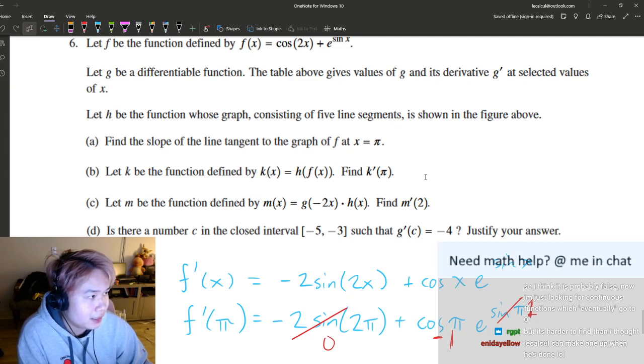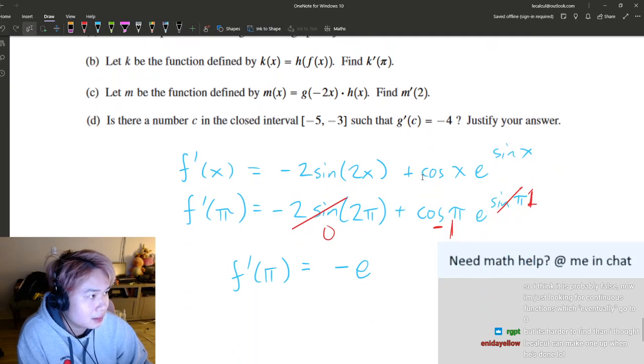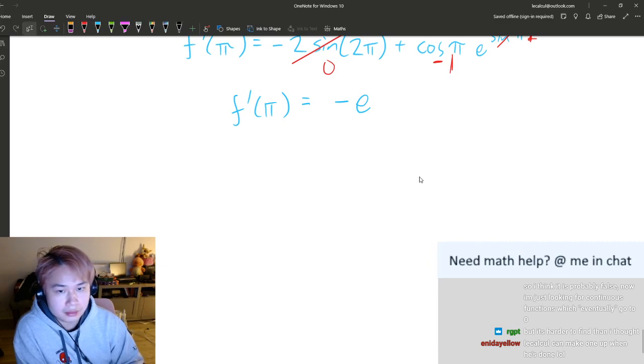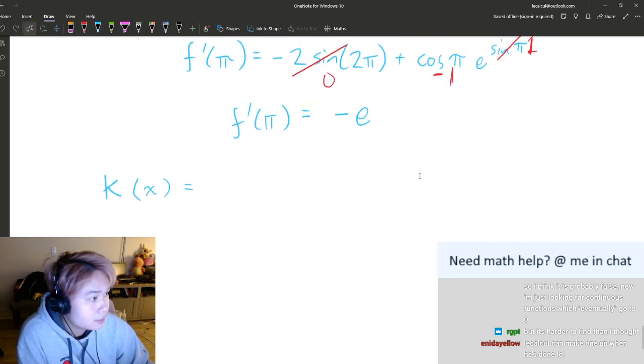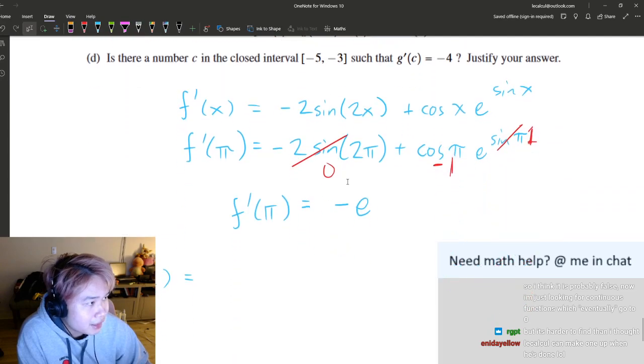Then we need to find k prime of pi. Doing that is less stressful than the turnips. These are turnips. You can't time travel until you sell it, because if you time travel and you mess up, then you lose.